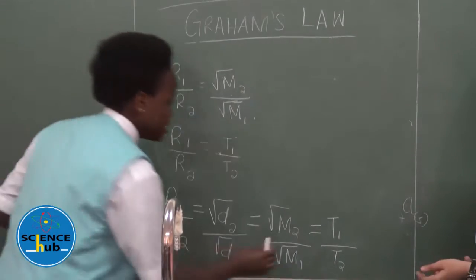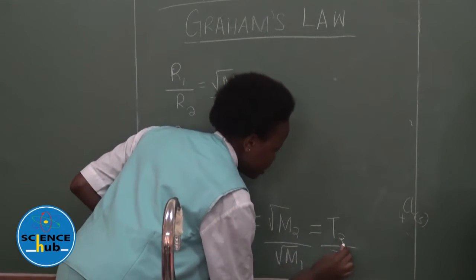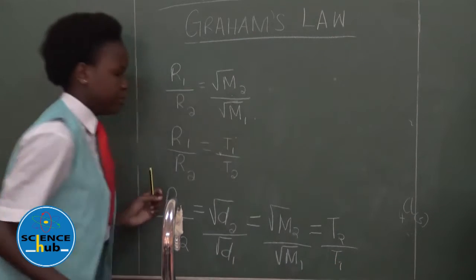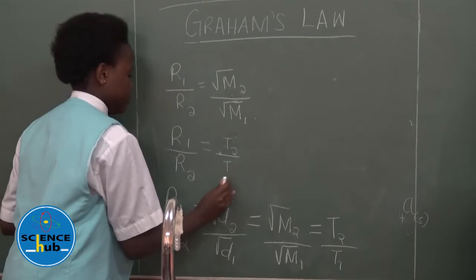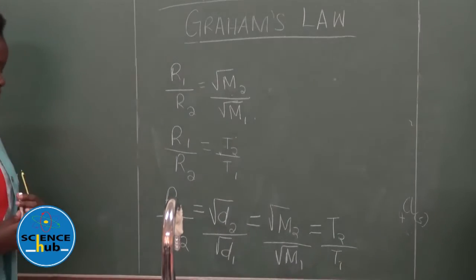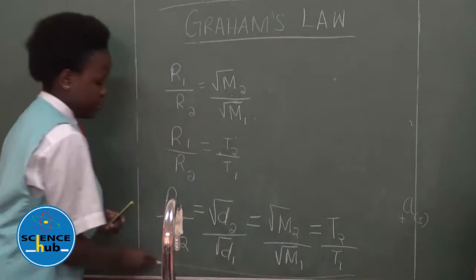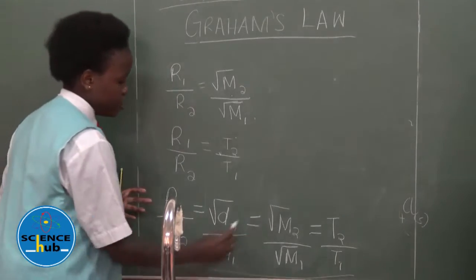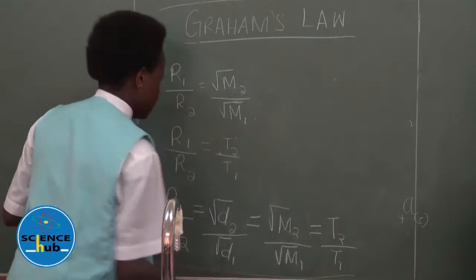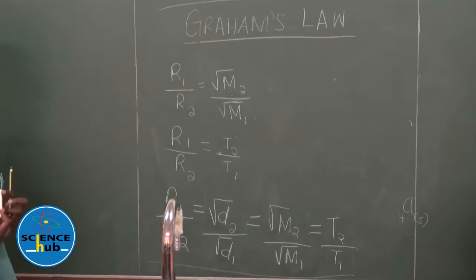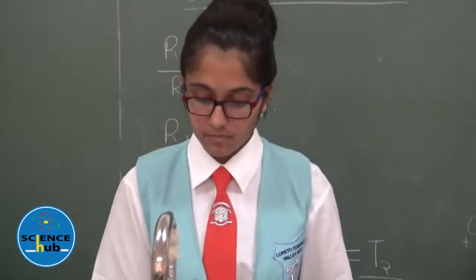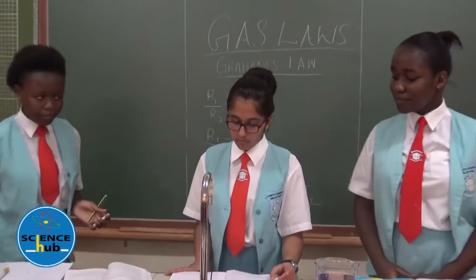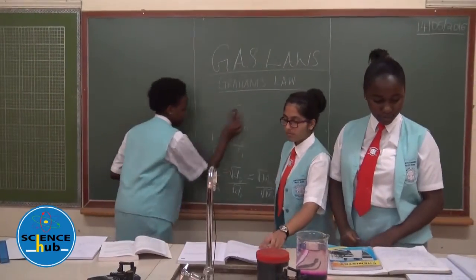Okay, so I think I messed up here. It should be the other way around. So these are the equations. So you can compare this to this, this to this, because it's one. A series of questions will be done on the same. The first question.